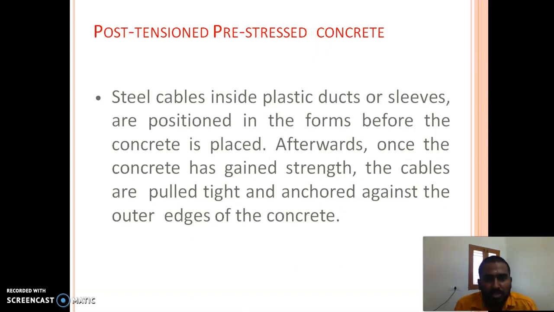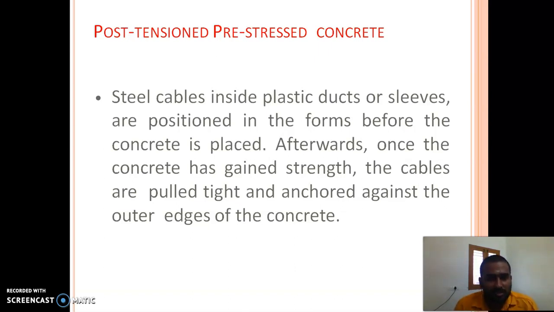So what is post-tension prestressed concrete? It is very similar to how ordinary concrete is made. Here, first the concrete is made, leaving a duct or hole in the concrete beam. Once the concrete is hardened, the tendons are inserted in the duct and stretched. While stretching, the force from the tendons will be transferred to the concrete section.